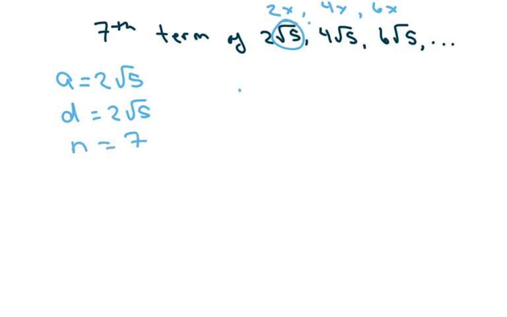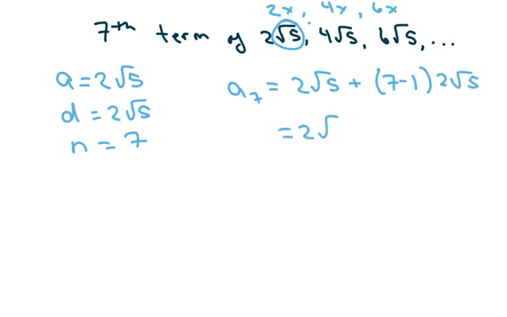So we have a sub 7 equals my first term plus 7 minus 1 times 2 square root of 5. So we get 2 square root of 5 plus, this is 6, 12 square root of 5, which equals 14 square root of 5.